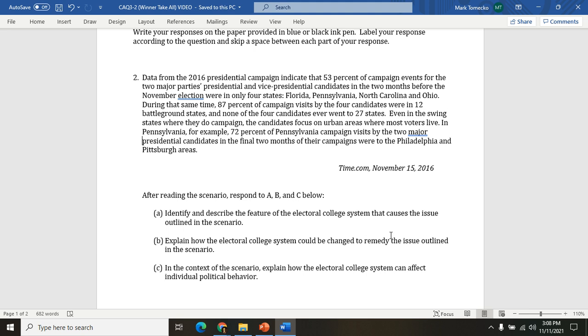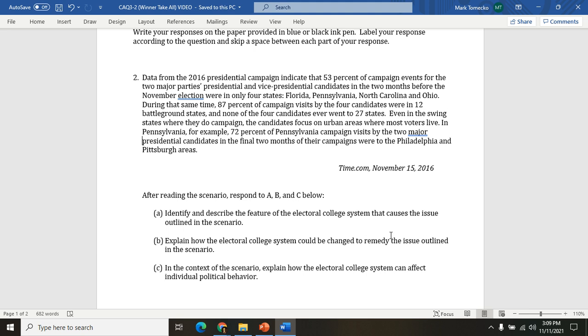Hopefully you recognize that the primary issue is that the Electoral College system causes candidates to really focus on just a handful of swing states and ignore many others. Okay, we probably have talked about that in class. You should know that. This passage from time.com just gives a little more specificity to that, but that's the main idea. The Electoral College kind of compels candidates to focus only on a few swing states. That's the issue. And that is something you would want to write down in your notes as you're preparing to write this.